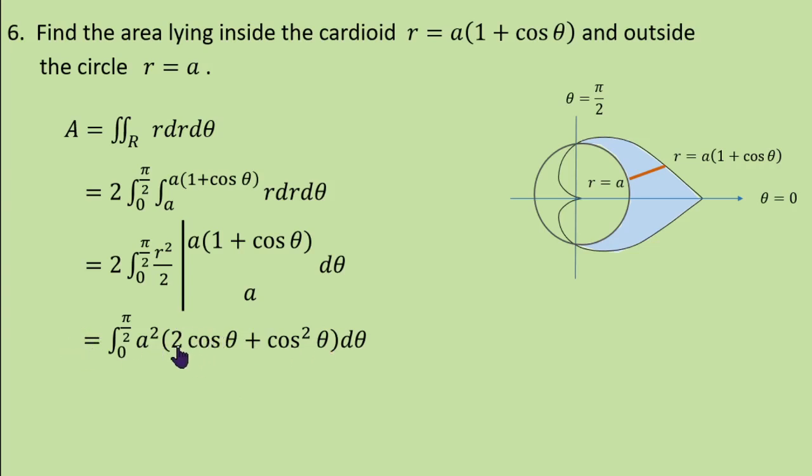Take a square outside. 2 into integral of cos theta from 0 to pi by 2 is 1, no doubt, because n is 1 and hence it is 1. For cos square theta it is pi by 4. The answer is a square into 2 into integral of cos theta, that is 1. So 2 into 1 plus cos square theta from 0 to pi by 2 is 2 1 pi by 2, that means pi by 4 by the reduction formula. So answer is, if you take 4 outside, it becomes 8 plus pi by 4.